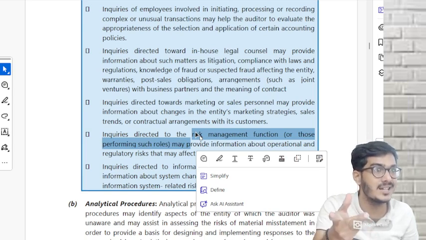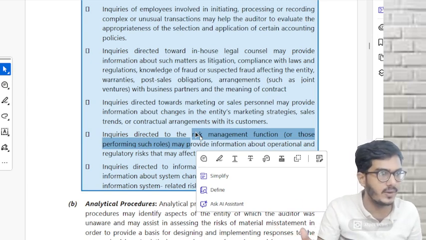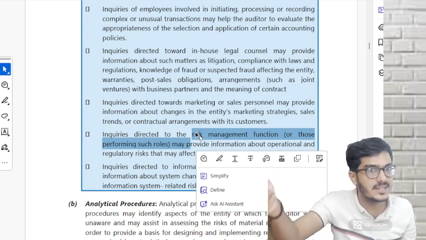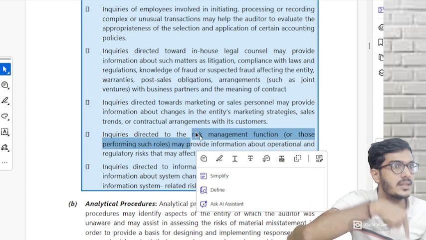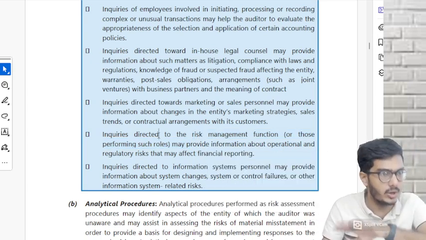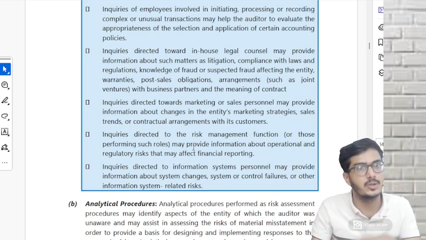I will inflate my sales. I'll be into losses because competitors come. What will I do? I'll inflate my sales, duplicate sales, fake sales. Correct or not? That was a business risk. Why? The competitor has come, and because of that there is a risk of material misstatement. So that risk management function, it is their duty to identify the business risks. So can you inquire of them also?